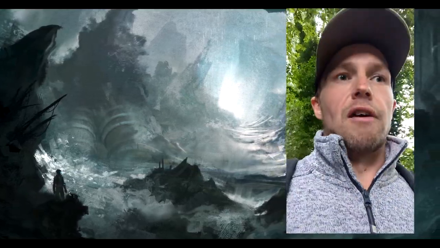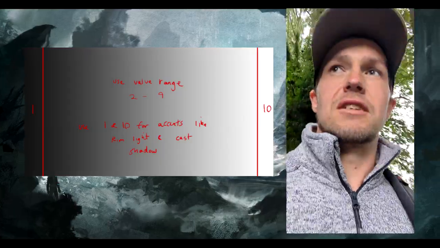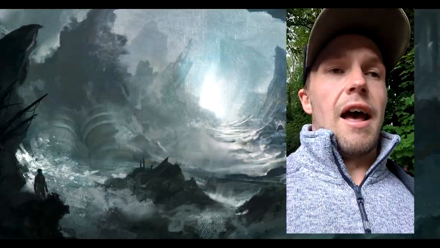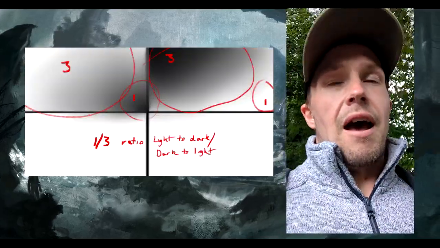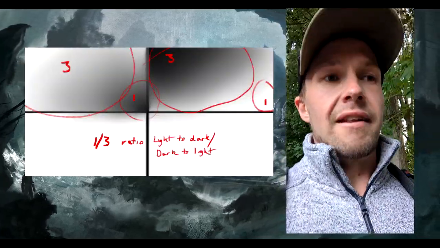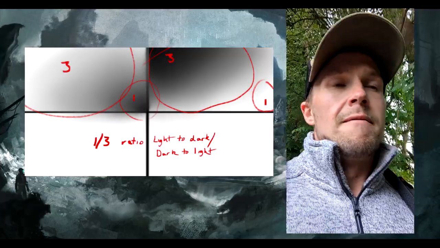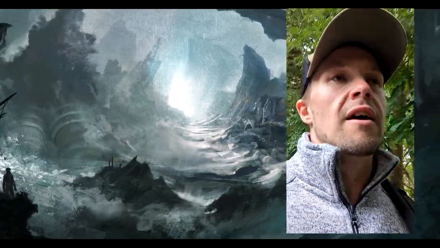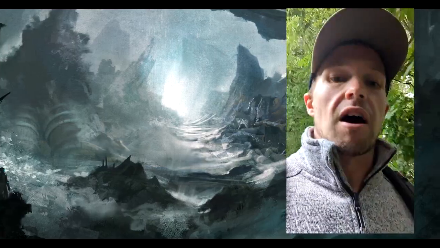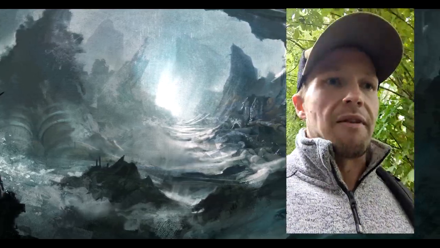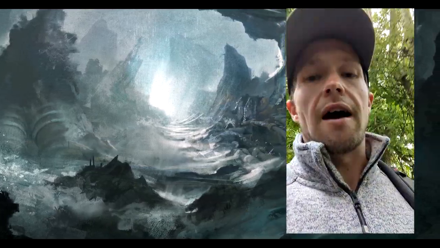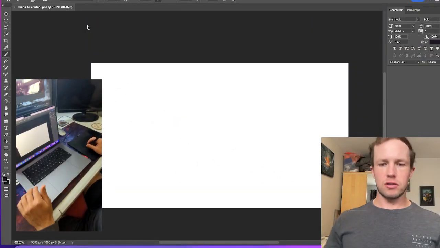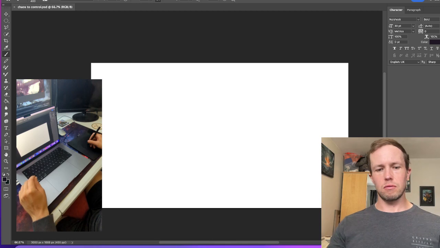I'm going to go through your value range, your lights to darks, your composition, layout, and atmospheric perspective, working in planes, going from the background being light to the midground being your midtones, and then your foreground being the darkest value. So yeah, enjoy. Okay guys, so this tutorial is Chaos to Control.